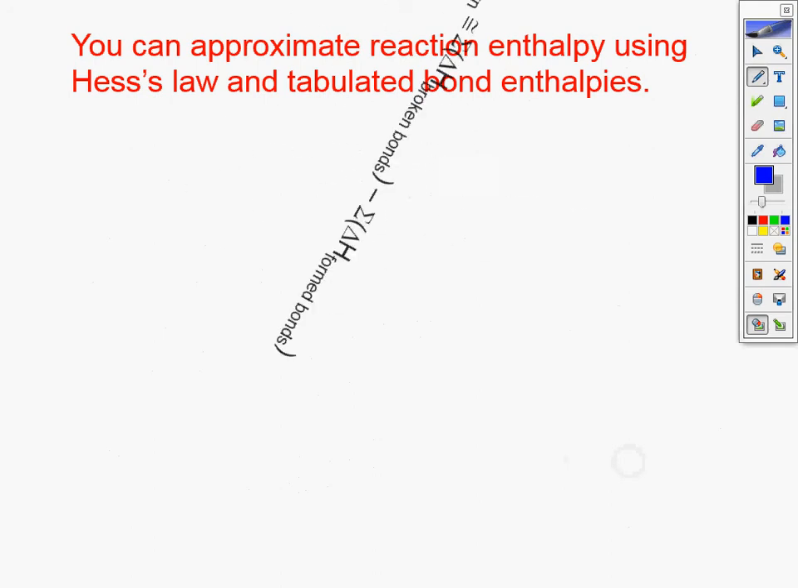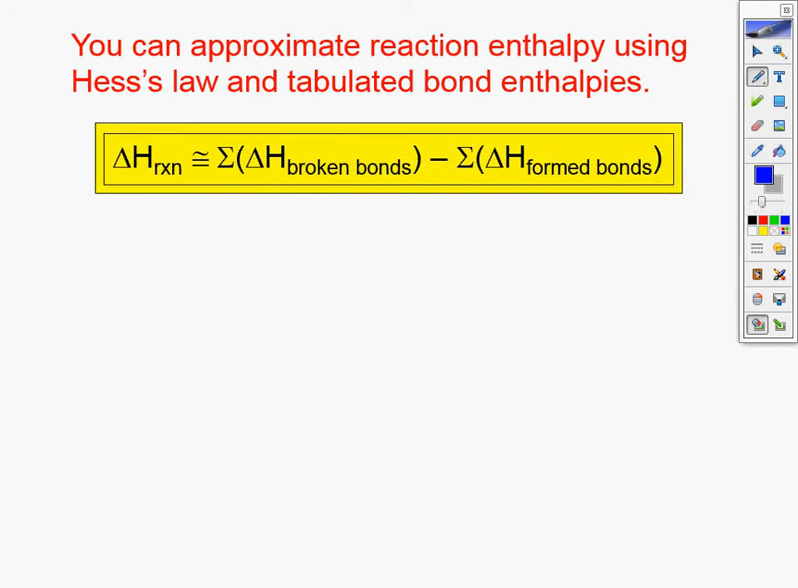All right. You can do Hess's law and tabulated bond enthalpies. Obviously, we're using whatever ones you're given. We're given these, so we do it. The bonds broken minus the bonds formed. So what does that sound like? Bonds broken. Where are we going to break bonds? Reactants. Where are we going to form bonds? So this one's a little different. It's not just products minus reactants, right?